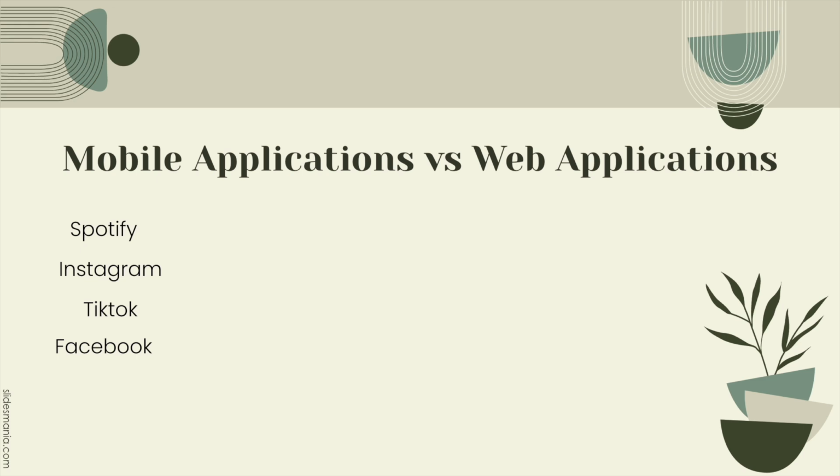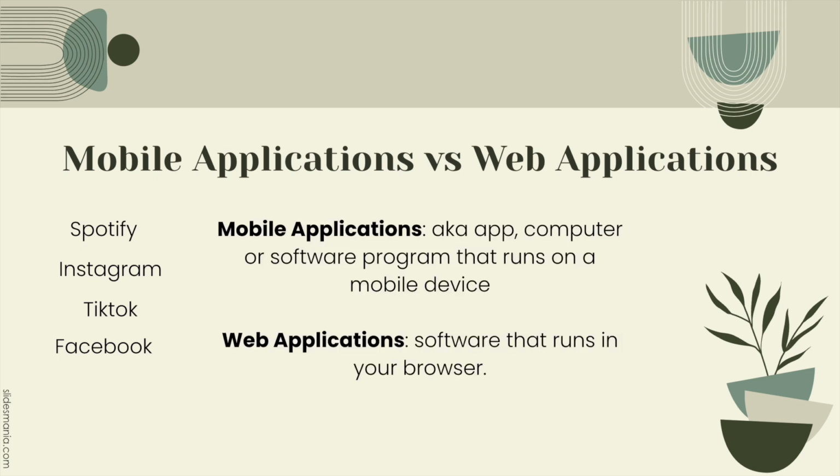And so these are all apps that we use on a daily basis, and if you notice, these have an app form. So for example, if you download it on your phone, you can easily just pull it up as an app. But then if you also go on web and search it up, they also have a web version. So mobile application, that would be an app, while web applications would be software that runs in your browser. So if you see I have it here, mobile applications, they are aka apps, and it's a computer or software program that runs on a mobile device, while web applications are software that runs in your browser.